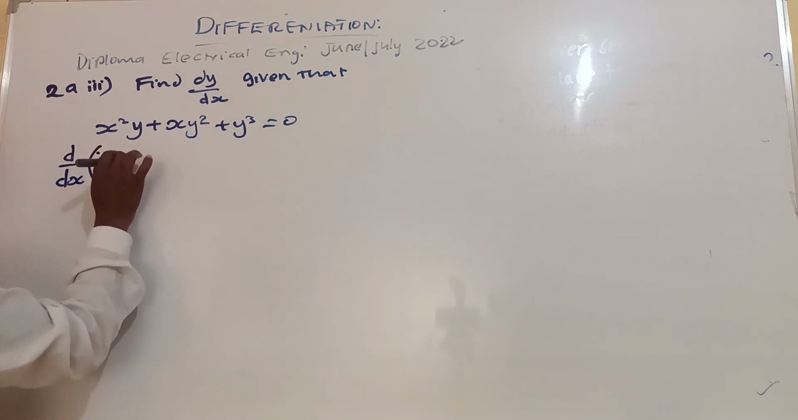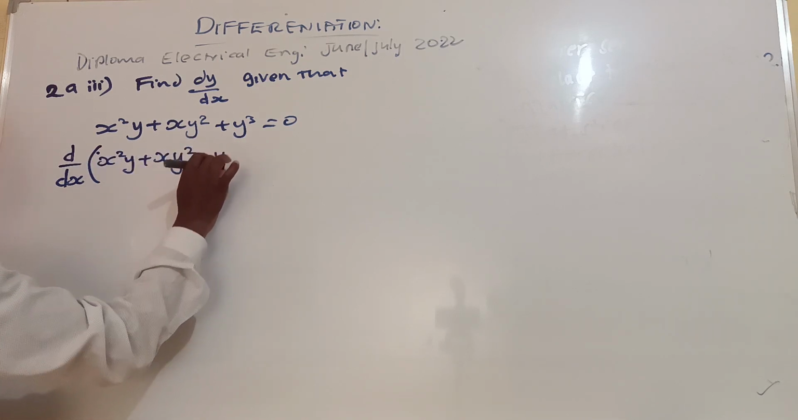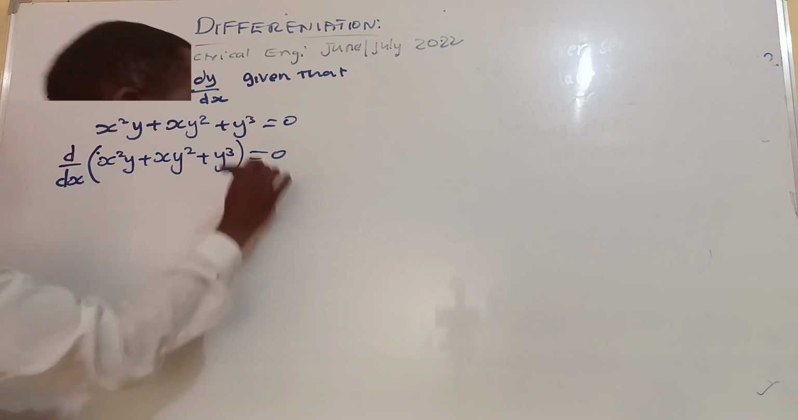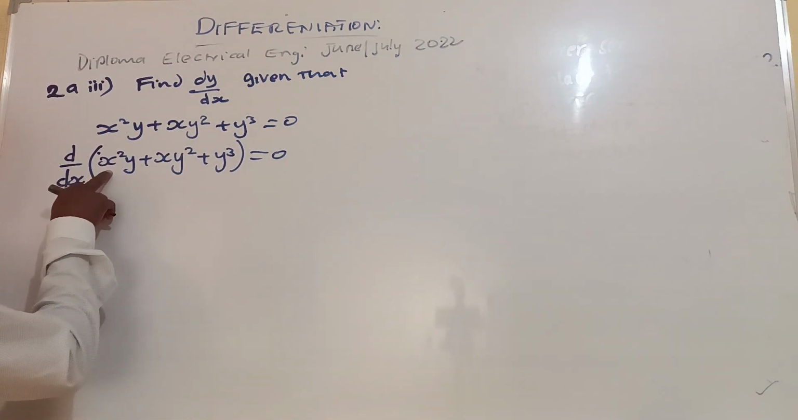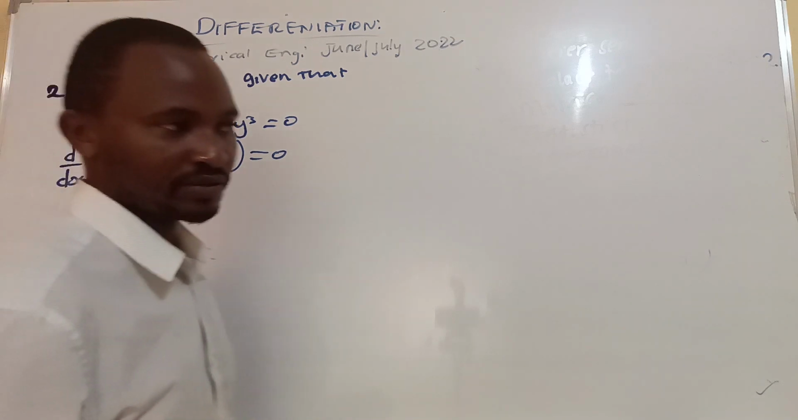x squared y plus x y squared plus y cubed is equal to 0. Notice, x on its own is differentiable with respect to x, and y is differentiable with respect to x. So in that case, we have to use product rule.